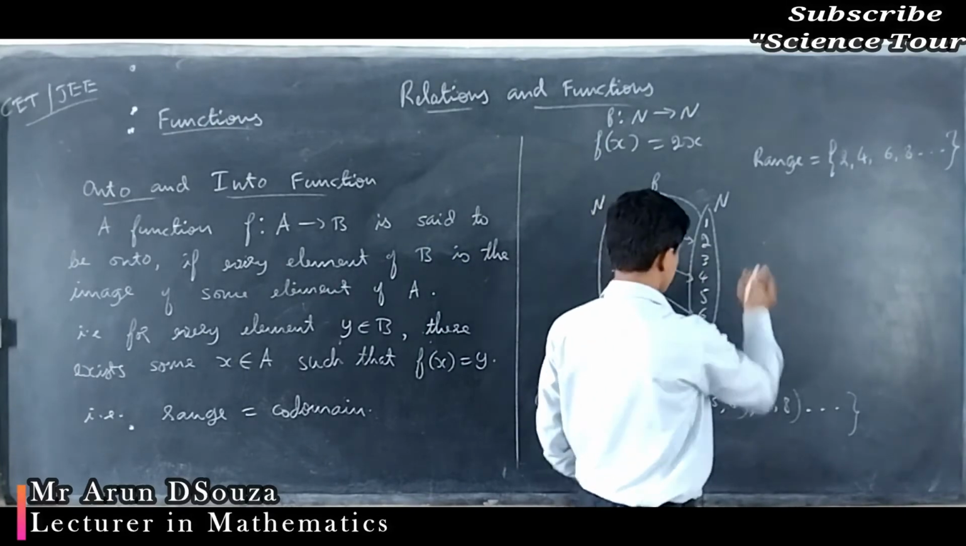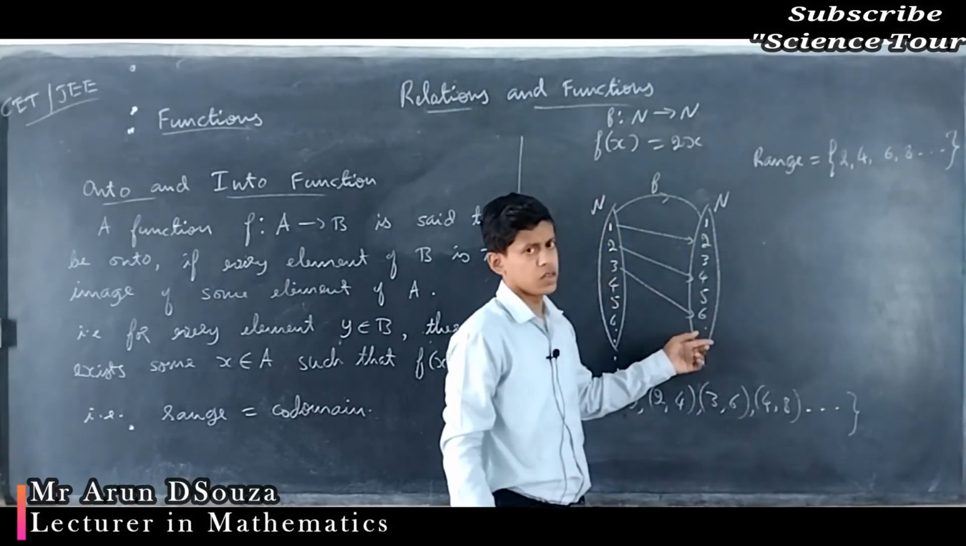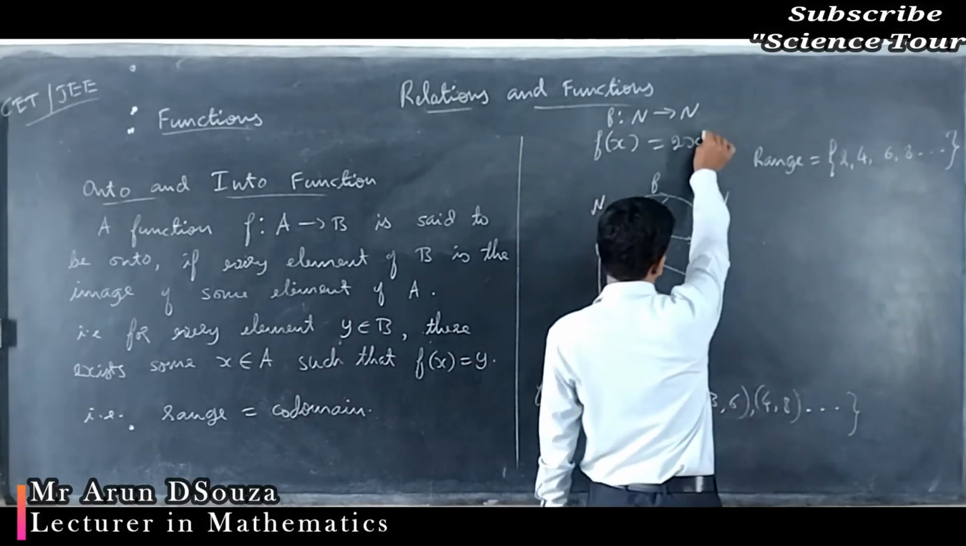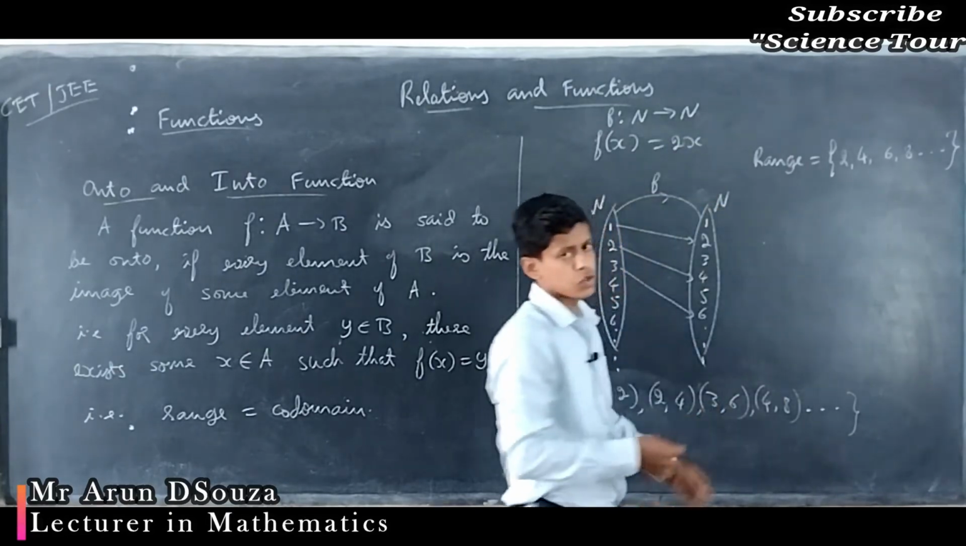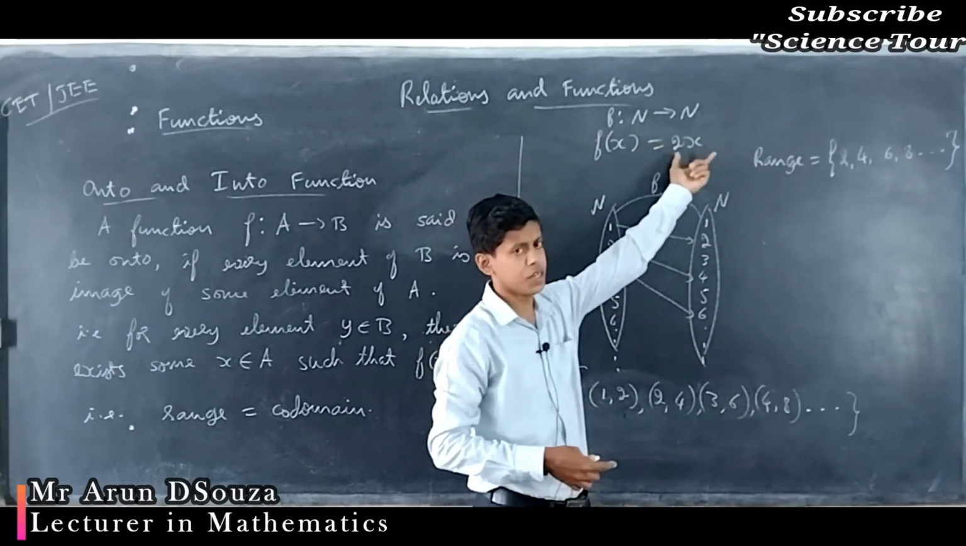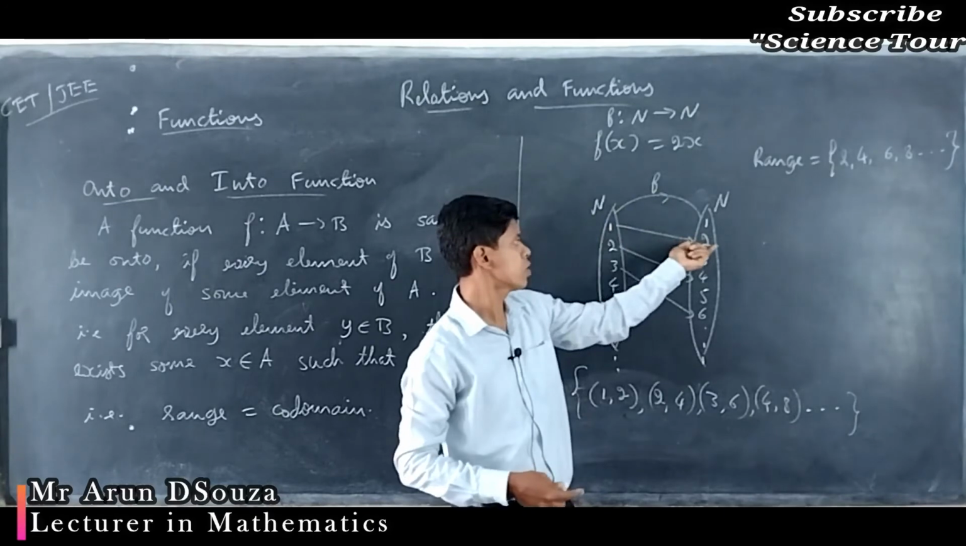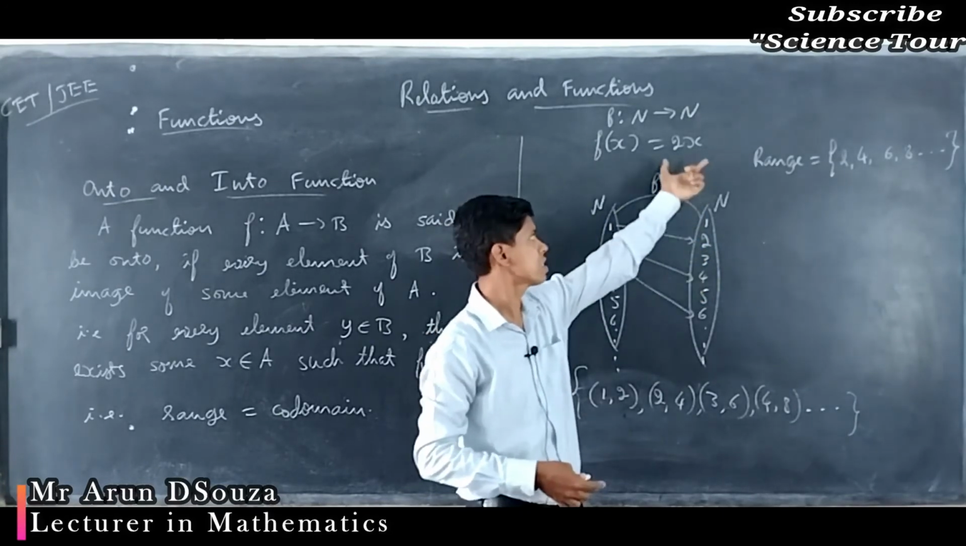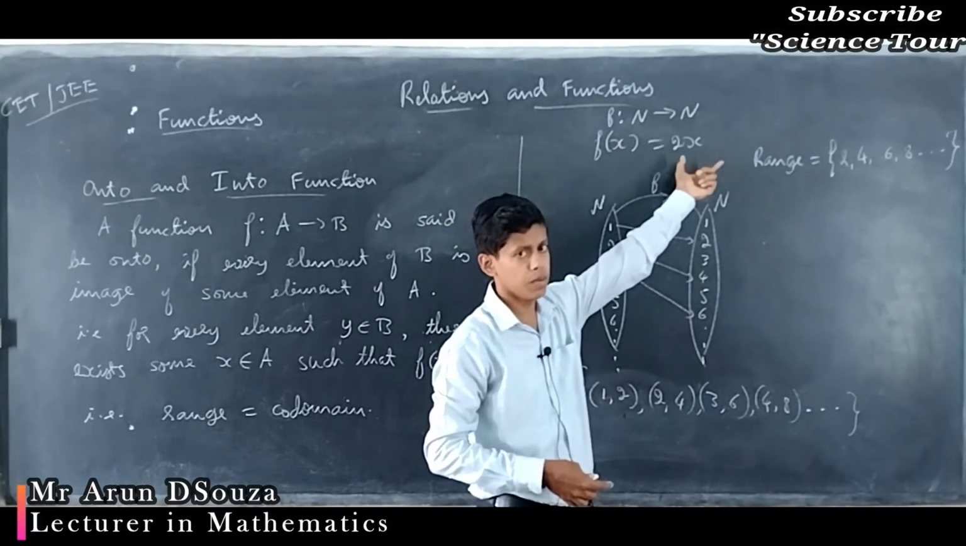What about the output values? These are the output values, correct? That means 2x values. So whatever x you put, you get double of it. If you put 1, you get 2. If you put 2, you get 4. So that's the output. It makes double.